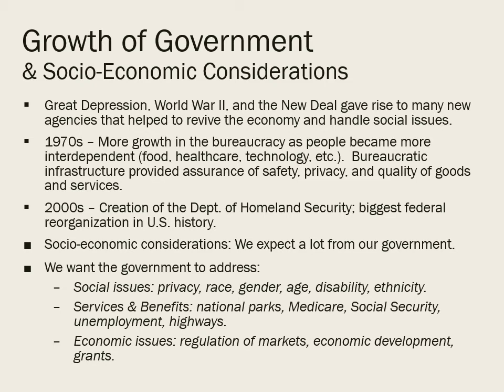So the emergence of a national marketplace and then a global marketplace also led to the growth of the federal government. And as people became more interdependent on each other, not just nationally, but globally, we became interdependent on each other for food, for healthcare, for technology, and other aspects of life throughout the 20th and now 21st centuries.